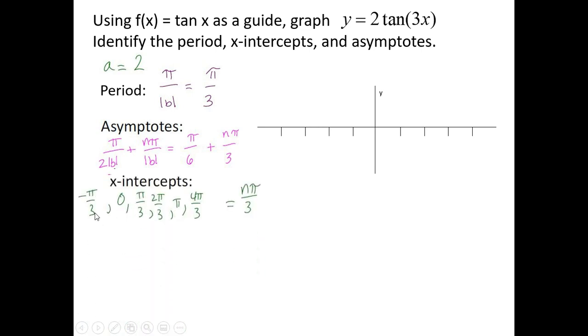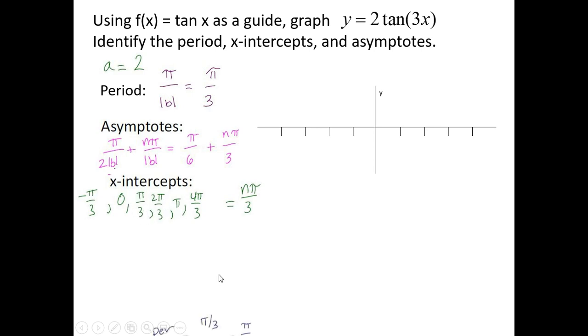The x-intercepts are going to be at negative pi over 3. So it's going to be where x is, this value here, equal to 1 or negative 1, and at 0, at 1, and at 2, and then at 3. So it's going to go on and on and on like that.